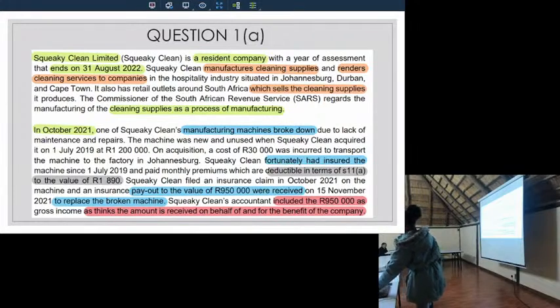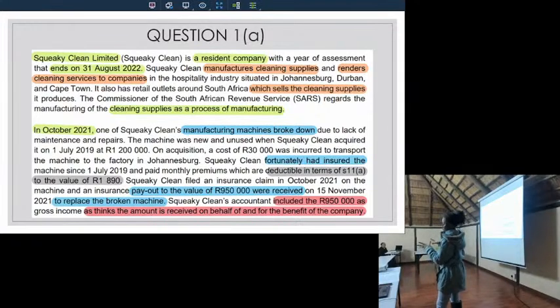So on acquisition, a cost of 30,000 was incurred to transport the machine to the factory in Johannesburg, right? So that was a cost necessary to bring the asset into use. If you go to financial accounting, any amount that is necessary to bring that asset into its present condition will be capitalized. So it's similar in tax. If there's an amount that is necessary to bring that asset into use, we use the term "bring into use" in tax. Financial accounting is "ready for use."